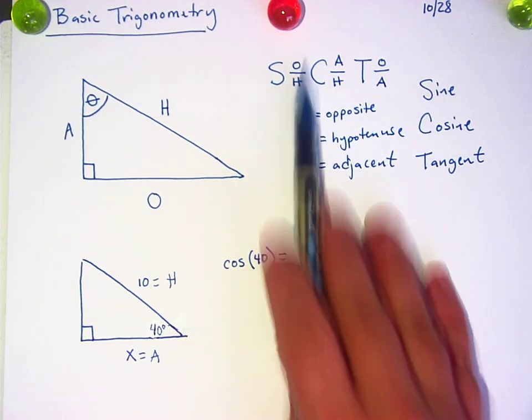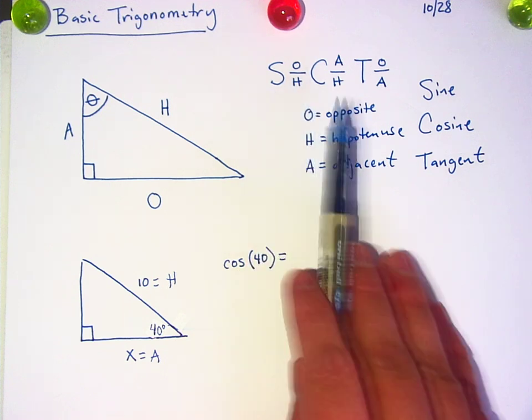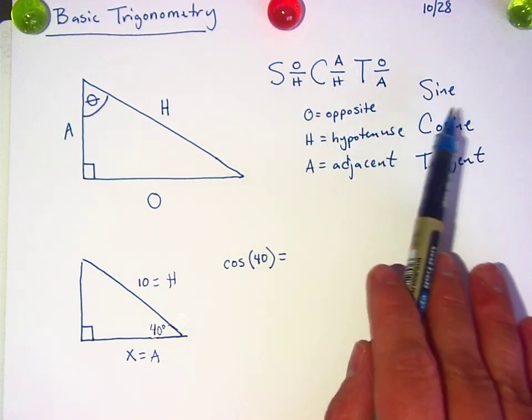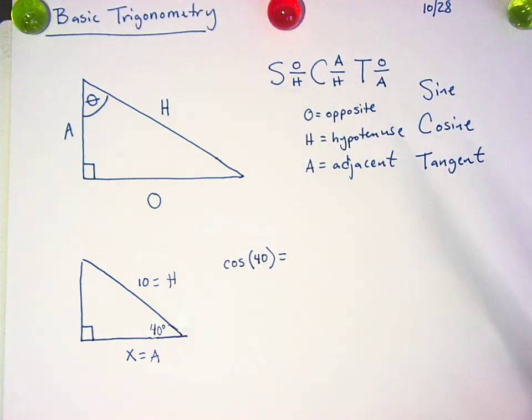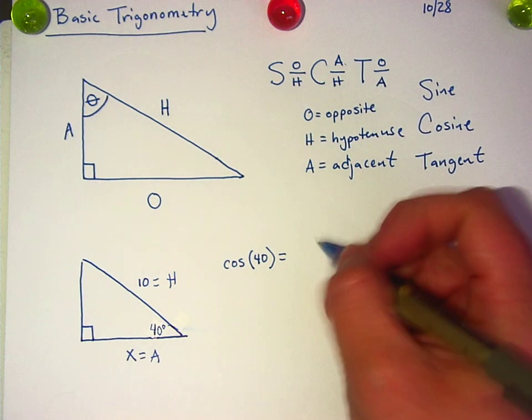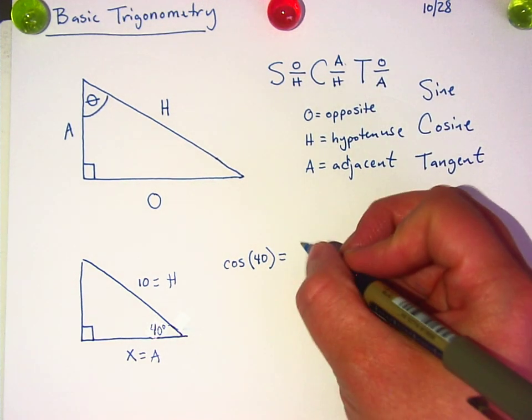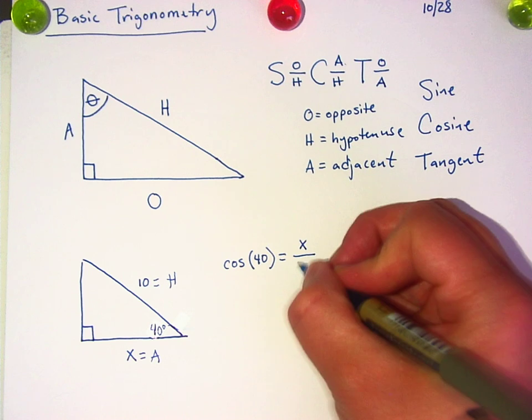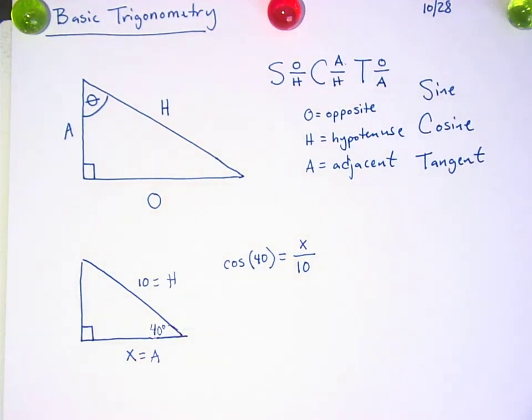the reason why I write it like this, I know Thorson doesn't, but the reason why I write them like that instead of just SOH CAH TOA is because it's a relationship, it's a proportion, and it's always written as a fraction, so why not just write it that way to begin with? For cosine, adjacent goes on top, hypotenuse goes on the bottom. So adjacent is on top, that is x, and on the bottom is 10, the hypotenuse.